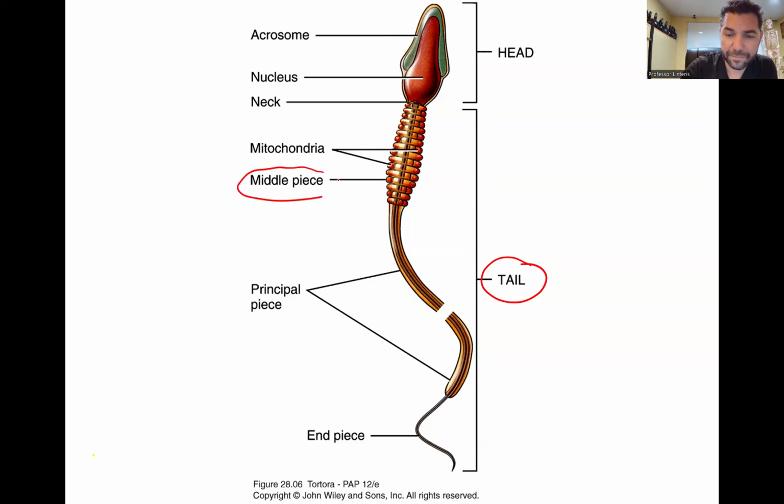We have a midpiece, which is this region right here, filled with tons of mitochondria. Swimming is a very energy-intense, laborious process. So we need to fuel it with tons of ATP and energy. And that's the role of the midpiece.